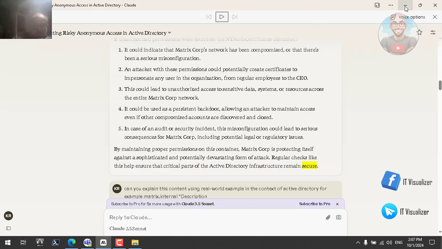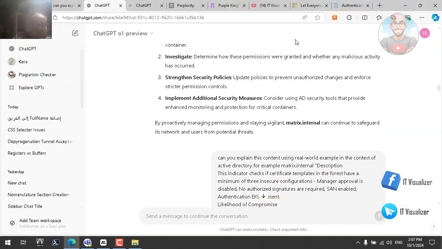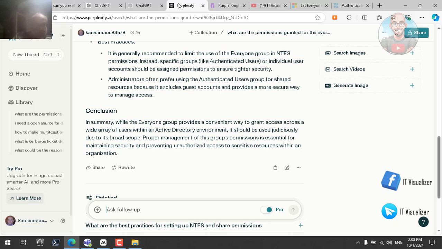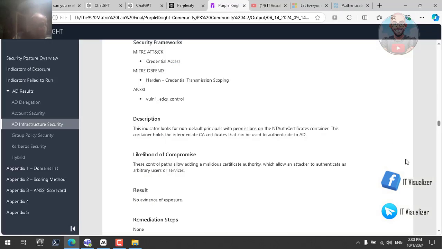As we can see here, the answer is a little bit better than ChatGPT o1, but I think the best is Perplexity because it's giving us very valuable information concerning this container. So let's continue with the tests.